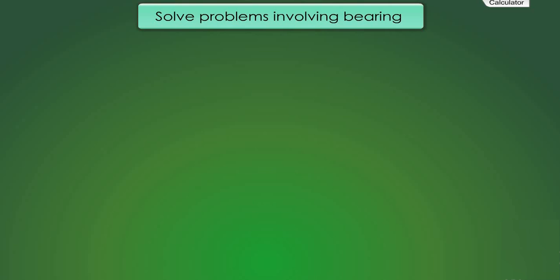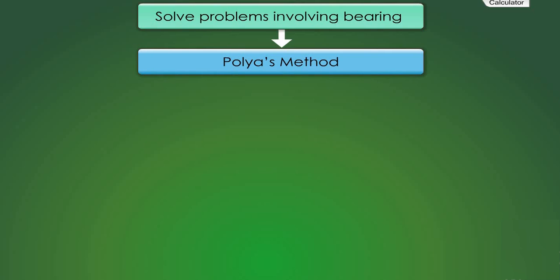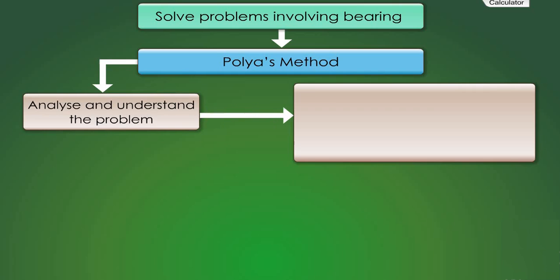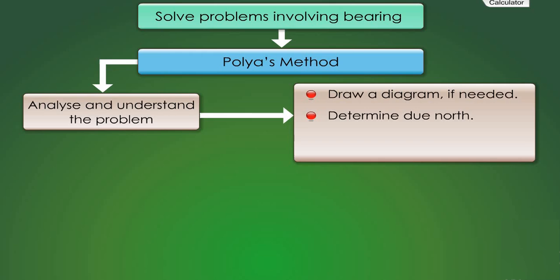In today's lesson, we learned about how to solve problems involving bearing. Following Polya's method of solving problems, first, analyze and understand the problem. If it is not already given, draw a diagram that represents the given problem. Determine where north is in the diagram so the direction of movement of the object can be identified.